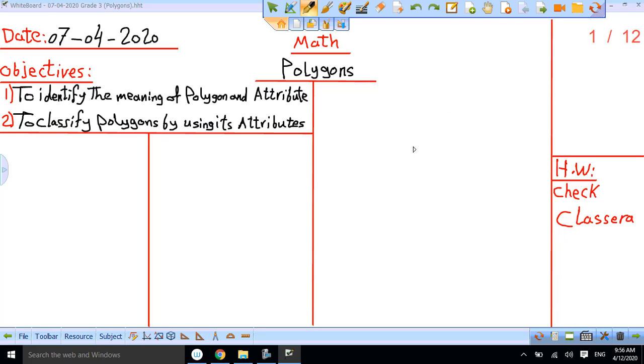Hi guys, our lesson today is polygons. Our objective is to identify the meaning of polygon and attribute, and to classify polygons by using its attributes.